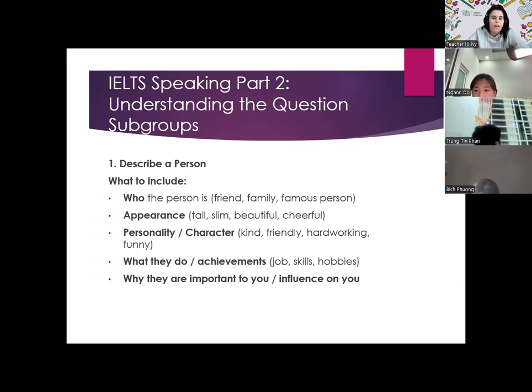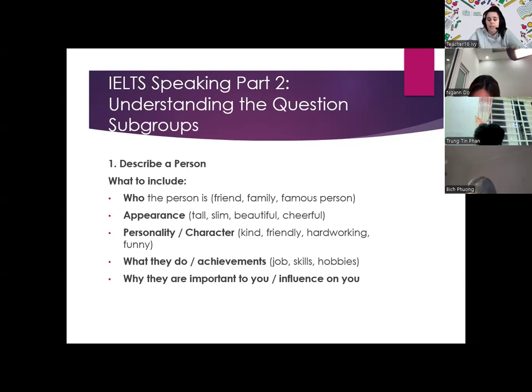You can talk about their personality or their character. So are they kind, friendly, hardworking, funny? You can talk about what they do, what achievements they have achieved, so their job, skills, or hobbies. And then you can also say why they are important to you or what sort of influence they have on you.